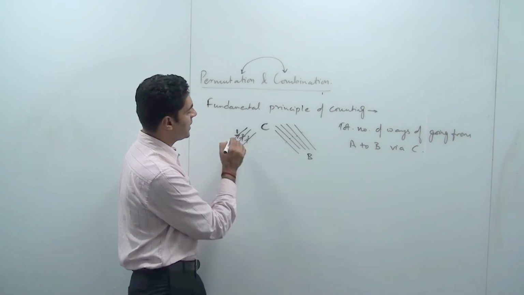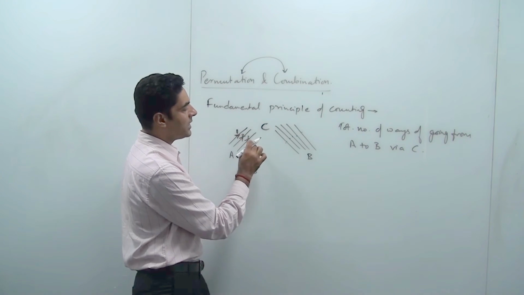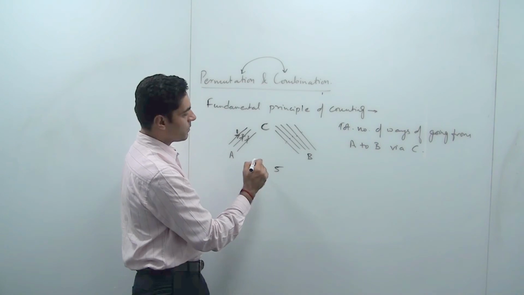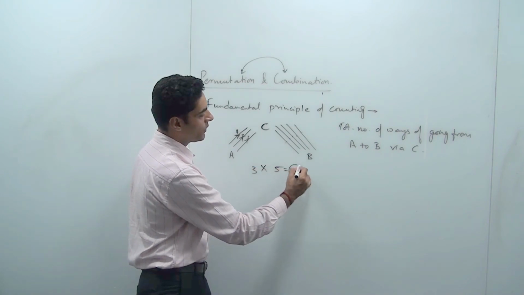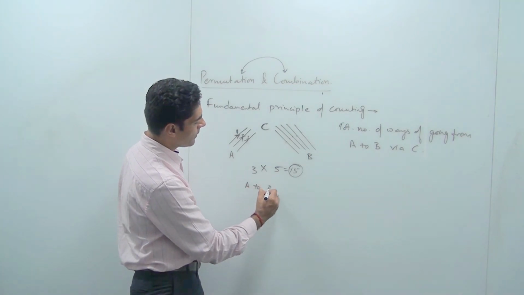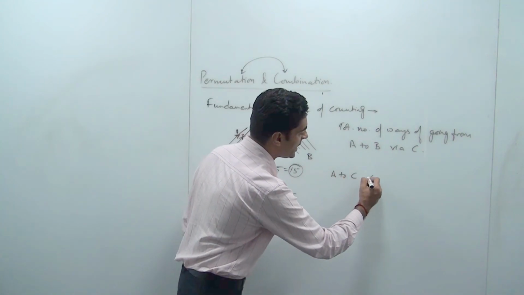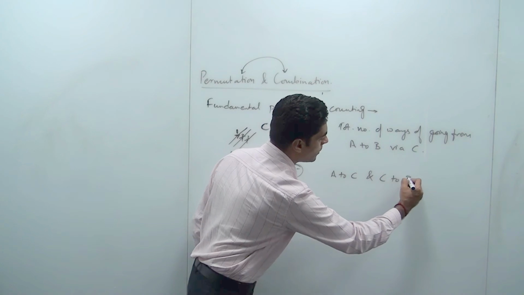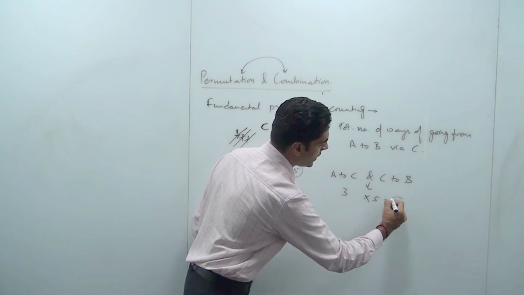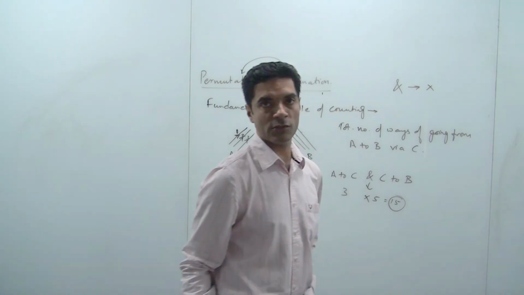Or you can also do it this way, that there are 3 ways of going from A to C, and from any of these 3 ways you have corresponding 5 ways. Fine. So this is 3 into 5, which comes out to be equal to 15. Because you want to go from A to B via C, what you need to do is take the number of ways of going from A to C and then the number of ways of going from C to B. This 'and' stands for multiplication. So this is 3 and this is 5, which will come out to be equal to 15. So one learning is that 'and' represents multiplication.